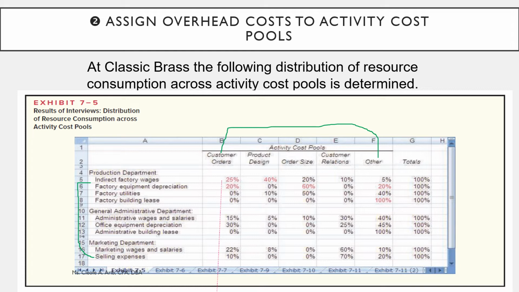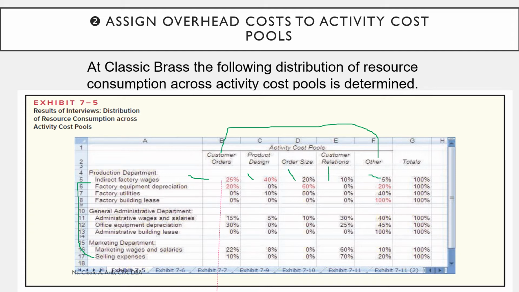These interviews are conducted with considerable care. Those who are interviewed must thoroughly understand what the activities encompass and what is expected of them in the interview. So, say for example, ang result ng interview ng mga indirect factory people natin, ang sagot nila are as follows: 25% of their time devoted to customer orders, 40% ng time nila to product design, 20% to order size, customer relations 10%, tapos may others, okay, na hindi customer relations, hindi customer orders, hindi product design, hindi order size. So, ilang percent yon? 5.